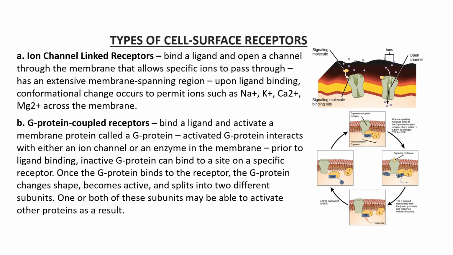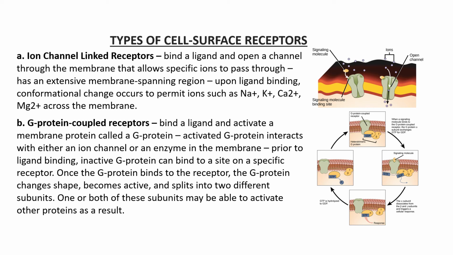Such ion channel linked receptors have an extensive membrane spanning region, and upon binding of the ligand, these membrane spanning regions undergo a conformational change in order to create a route through which essential ions like sodium, potassium, calcium, or magnesium can move across the membrane.